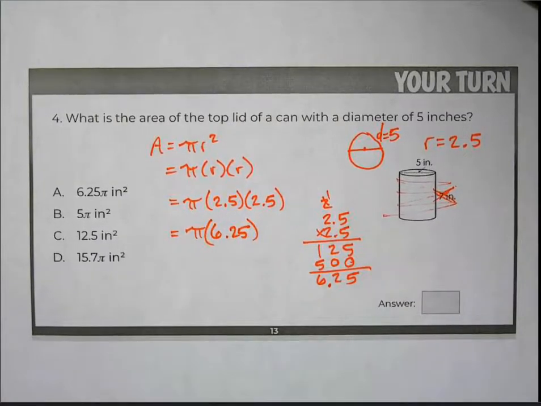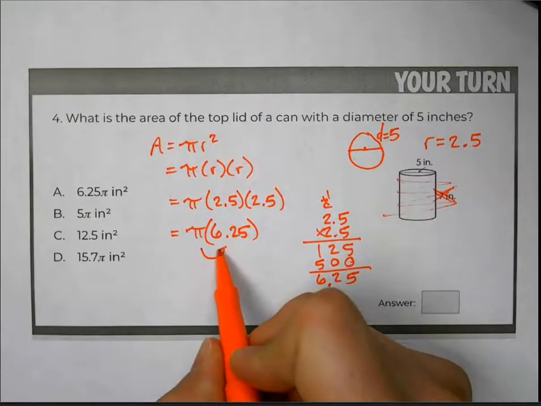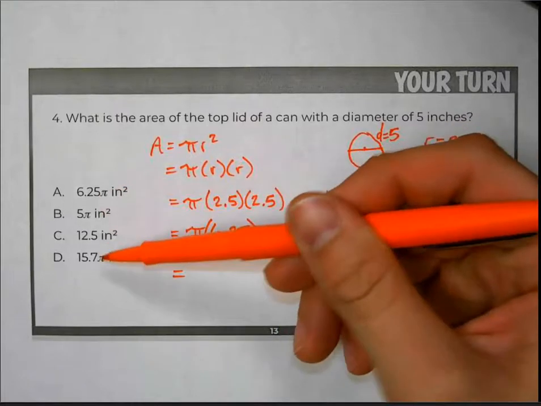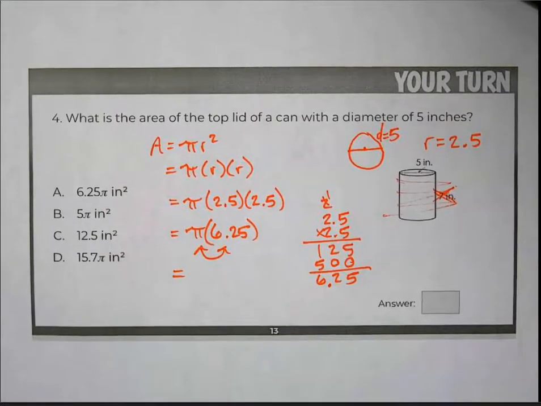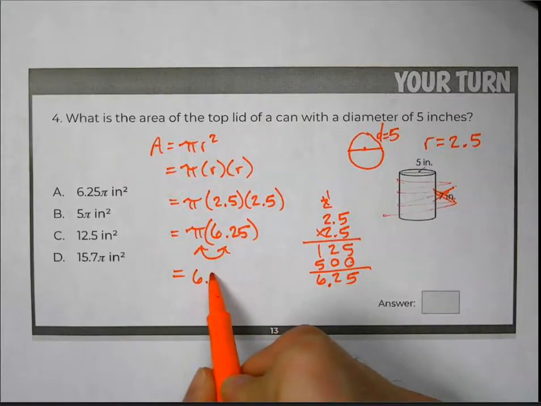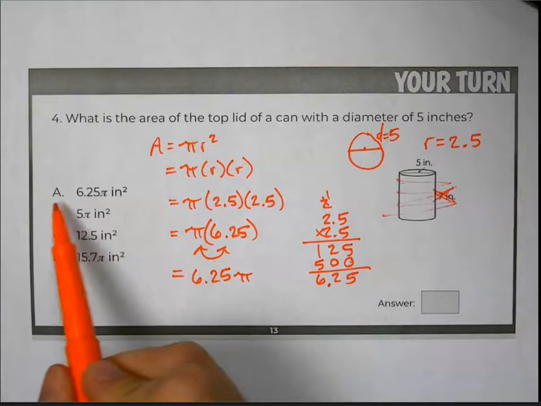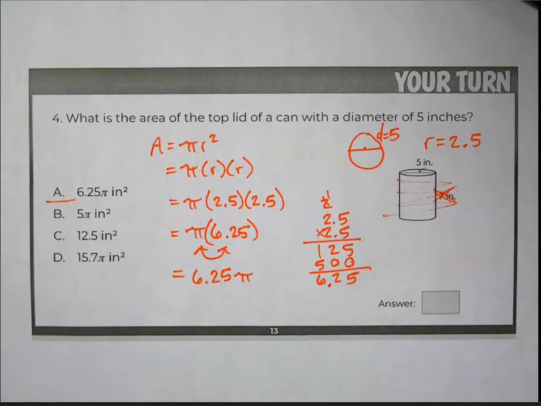Remember, with multiplication, it does not matter what order you do it in. 2 times 3 is the same thing as 3 times 2. You get 6 either way. So I'm going to switch these, because whenever you leave it in terms of pi, that's what this is, pi always goes at the end. So this is going to be 6.25 pi. Okay, and that's A. You will get the exact answer because, again, you're not putting 3 or 3.14 in there. You're not doing any rounding.